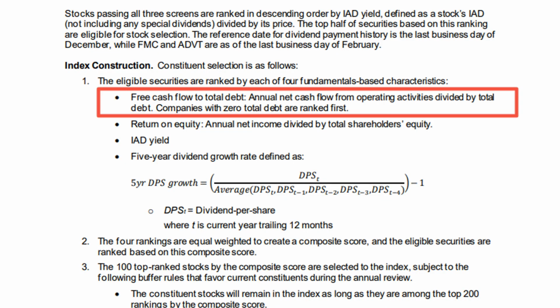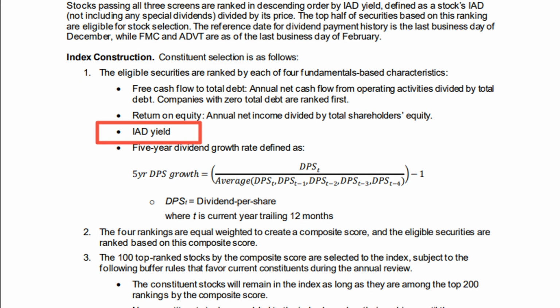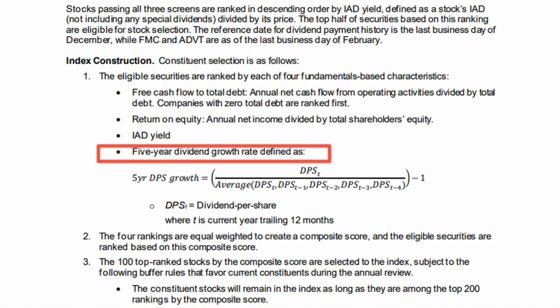However, this is why you never look at metrics in isolation. The positive here is that the first metric, the free cash flow to debt ratio, already screens for companies with lower debt. So these 2 metrics combined overall work great together in my opinion. The third metric is the indicated annual dividend yield, which is basically the dividend as a percentage of the share price of the company. Nothing complicated here. And the fourth and final metric is the 5-year dividend growth rate. Again, nothing complicated here. How much has the dividend increased in the past 5 years?